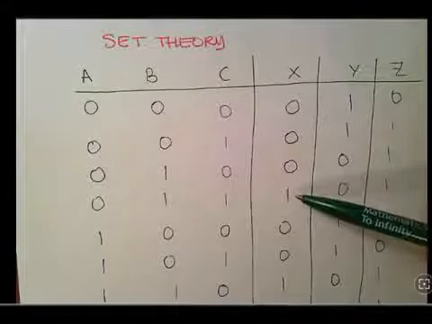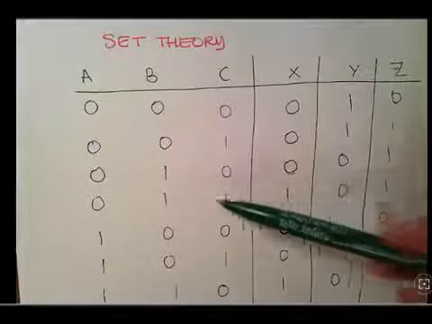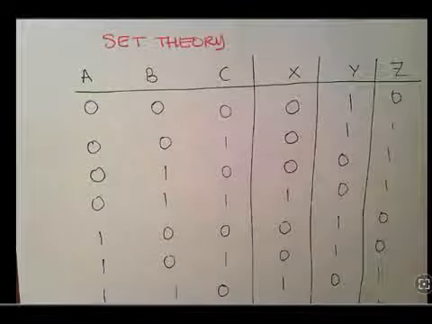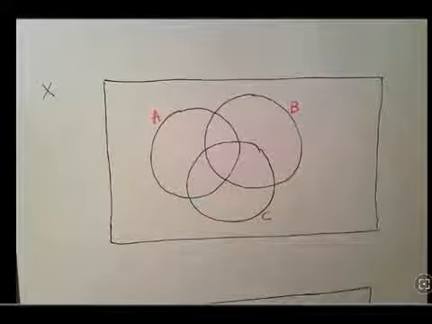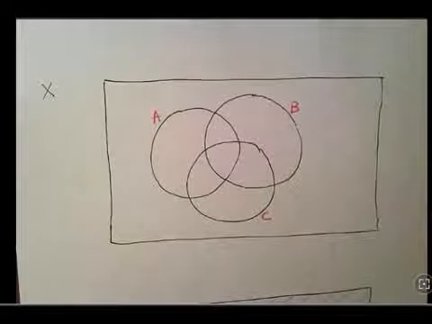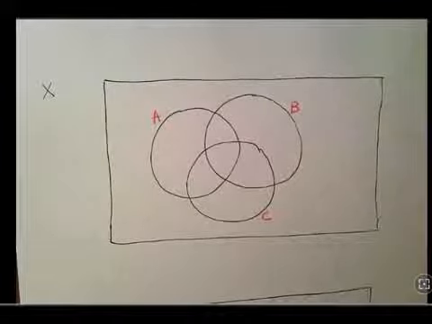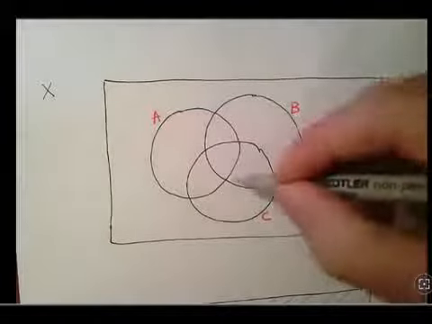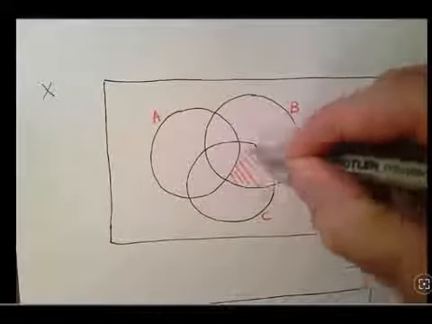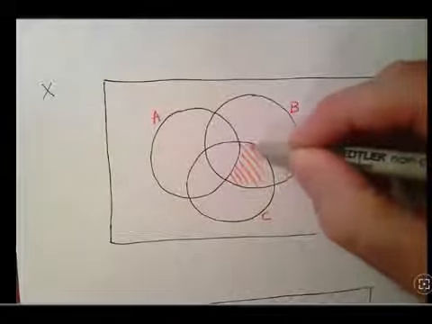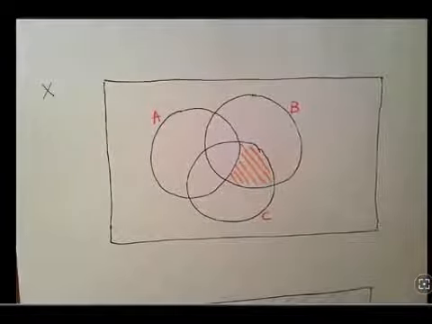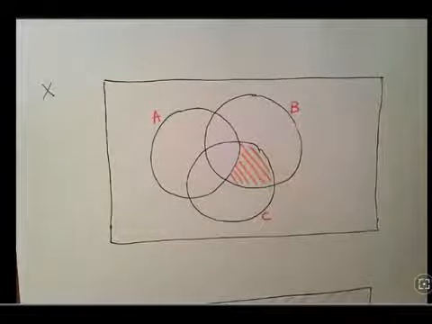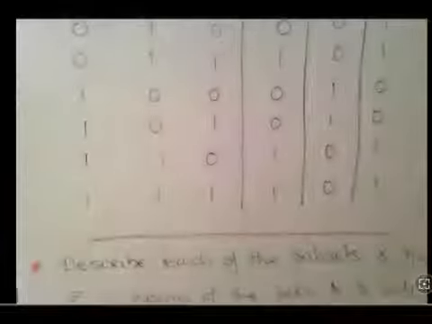entry for X is 0, 1, 1. So that is not in A, but in B and in C simultaneously. So that is this region here. Okay, so that's the 0, 1, 1 region. It's not in A, but it is in B and C simultaneously. Let's go on to the next one.